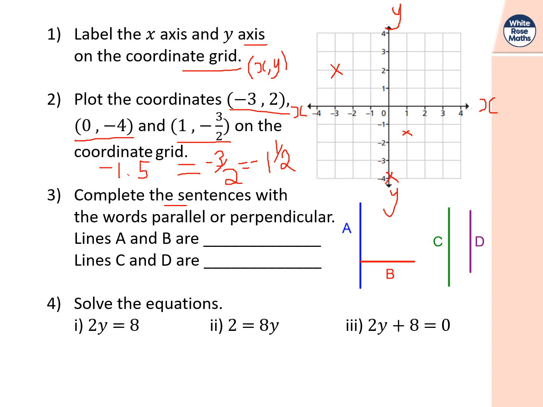Question number 3. Complete the sentences with the words parallel and perpendicular. Lines A and B are what we call perpendicular, because they meet at a right angle. They meet at right angles to one another. And the word parallel means that they never meet. So lines C and D are what we call parallel, so they will never meet or intersect one another.